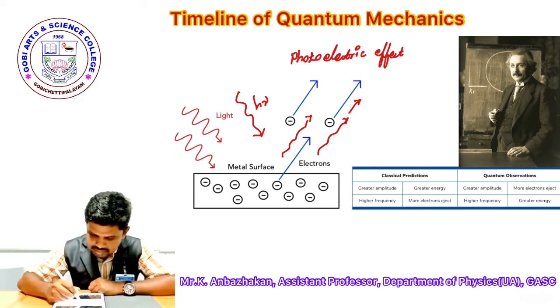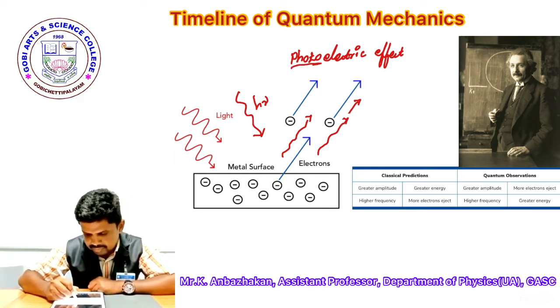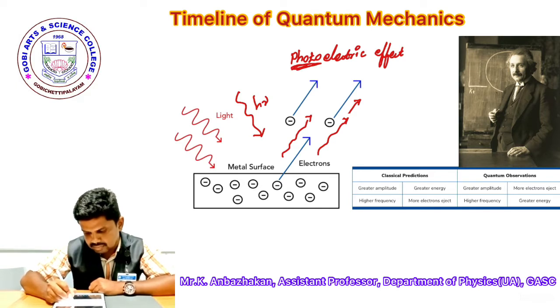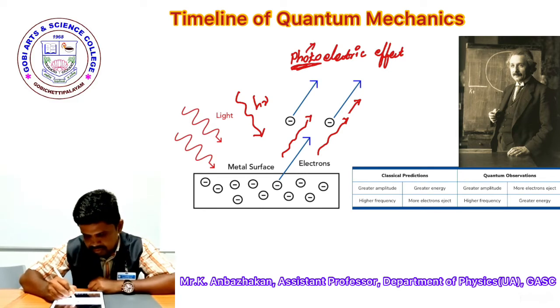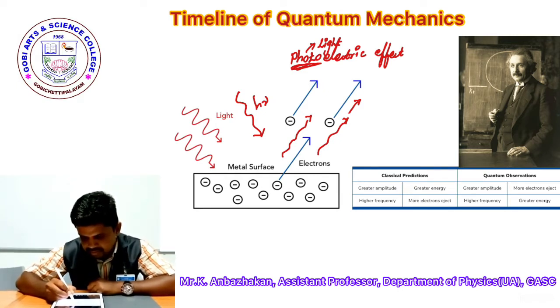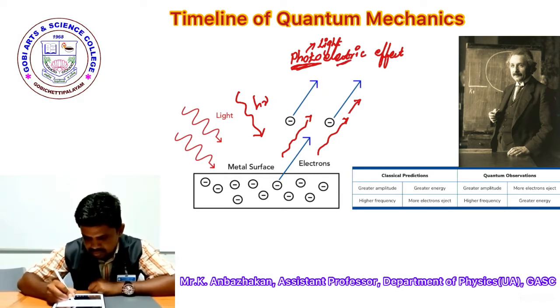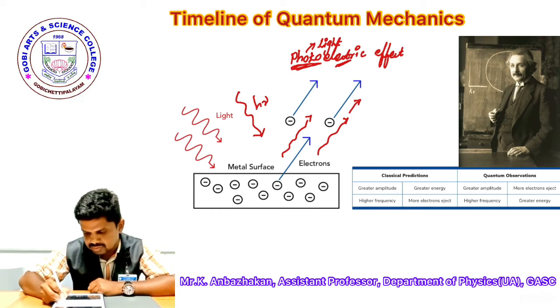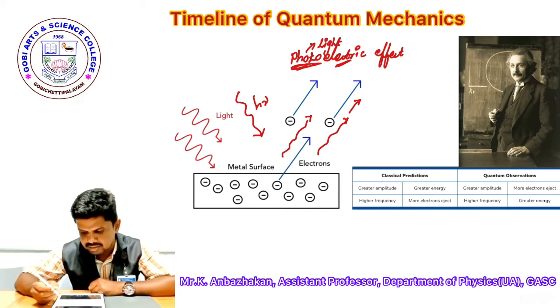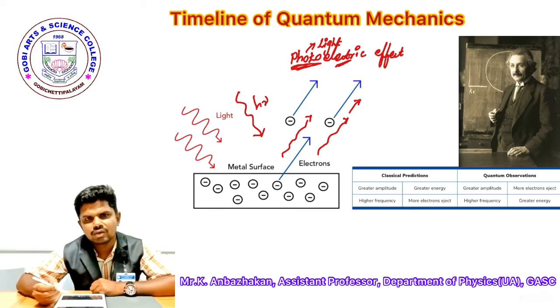This effect is called the photoelectric effect. Photons play a major role here. Photo means light, and the light incidence makes electrons eject, which is responsible for the flow of electrons, which again creates current. That's why this is known as the photoelectric effect. This experiment also played an important role in the timeline of quantum mechanics.